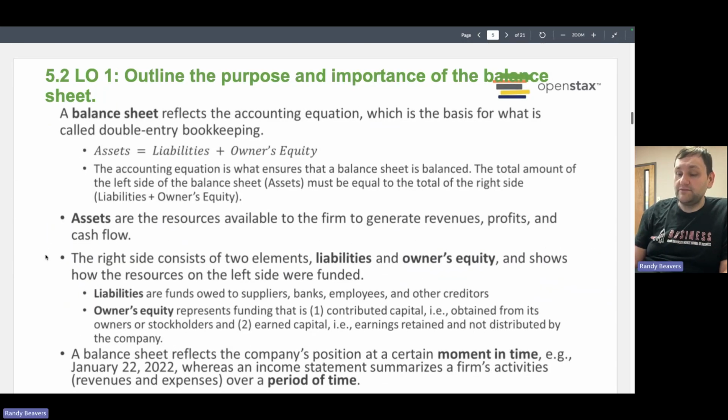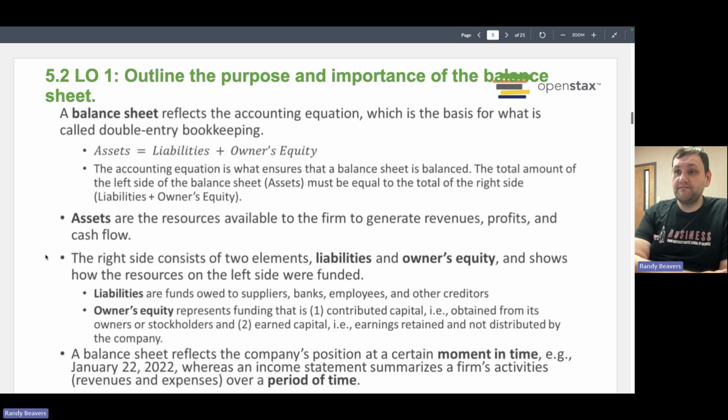All right, so a balance sheet reflects a company's financial health as of a point in time. It's composed of assets equals liabilities plus owner's equity. Assets are on the left side, and they're the resources available to the firm that help you generate revenues, profit, and cash flows. The right side is composed of two different elements, the liabilities and owner's equity, and it tells us how the resources were funded.